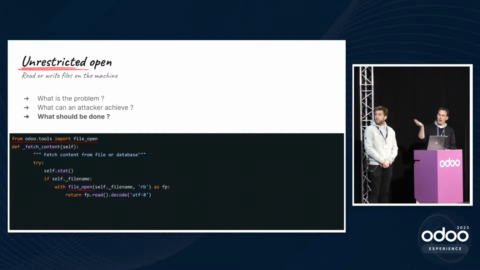Of course, how do you fix the problem with open? By not using just the open built-in in Python, which is just not restricted by default, and instead using the file_open method that is provided in the API, in the tools of Odoo. What this does is make sure that the file that you are passing is always part of the files that you are supposed to be able to read as part of an Odoo module. So it's going to look into the path of the file and make sure that it is inside the add-ons path of Odoo, so that you can never access files outside of that.